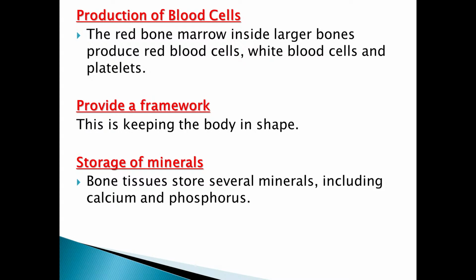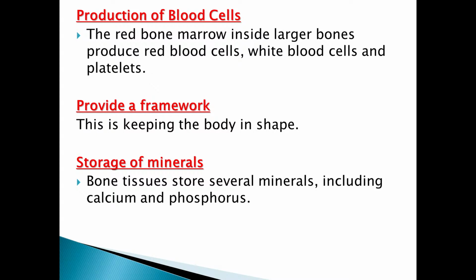Production of blood cells: we would have mentioned that the middle section of long bones, those large long bones, actually have a hollow section that is called the bone marrow. Inside that bone marrow is where the blood cells are produced, for example red blood cells, white blood cells, and of course platelets. Moving on, we would have moved on to another function, which is called provide a framework. In terms of giving your body shape, it is your skeletal system that does that.